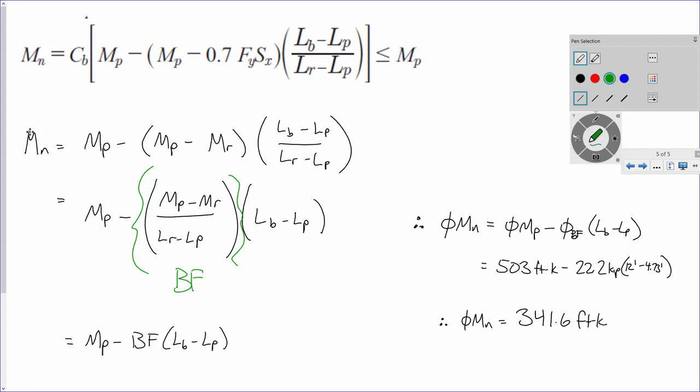And what did we get when we looked at the graph? About 343, 344. That was just eyeballing it. 3, 2, 1. Everybody see where I got those values from the phi Mn expression and how I did this derivation? They don't include the equation in the spec, but remember that the linear line is just the Mp minus the beam factor times that difference. Everybody good?